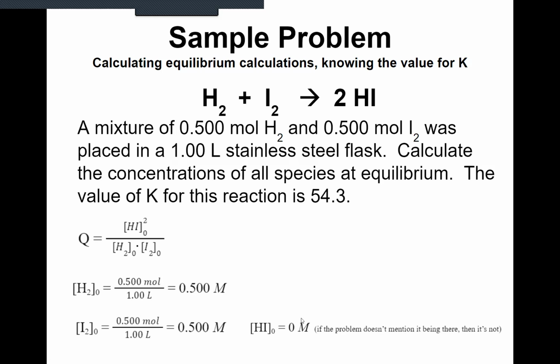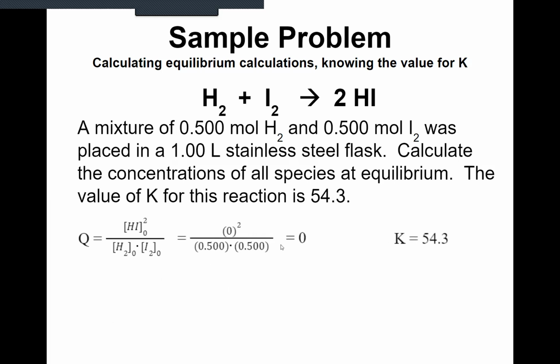Students, it will often be the case that a chemist prepares a reaction with nothing but reactants in the vessel, and the products he or she figures will be formed during the course of the reaction. So if we plug in what we've got, 0 squared over 0.5 times 0.5, that equals 0. We know that the value for K is 54.3. So if we make the comparison between Q and K in this case, we can see that Q is less than K, which means that we need to shift right, make more products in order to reach equilibrium.